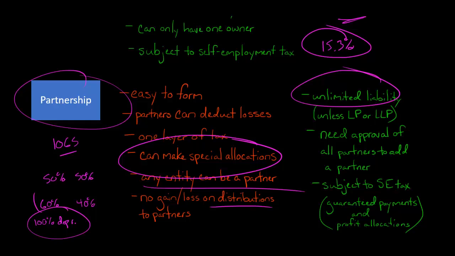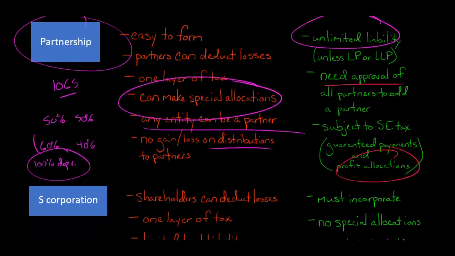Now, if you want to add an additional partner to the partnership, the downside is you need approval of all the existing partners. So that can make it hard to bring on new investors. Okay, C corp is easy, and you can always bring on new shareholders, and there's no restrictions on that. Now, there's also self-employment tax, so guaranteed payments to partners, which I'll make a video talking about what guaranteed payments are, and then profit allocations, those are subject to self-employment tax.